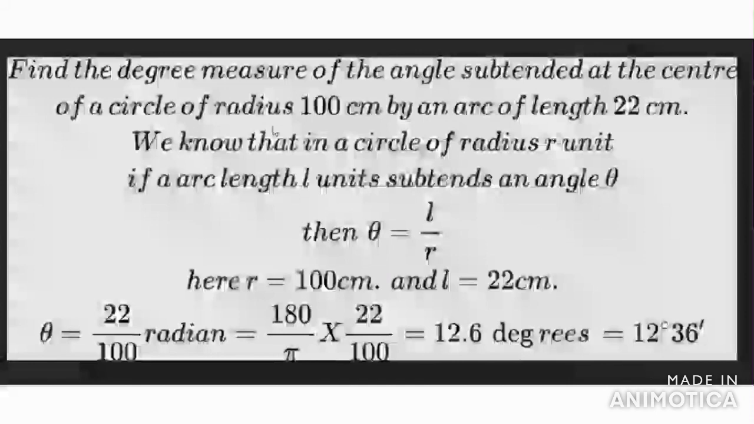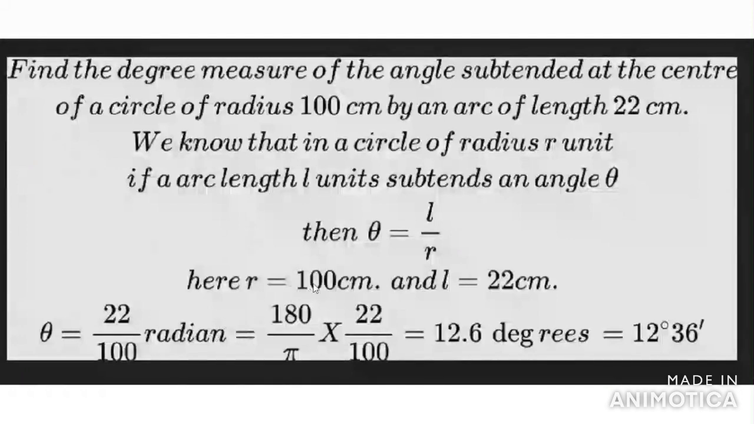Here radius of the circle is 100 centimeter, R is equal to 100 centimeter, and the length of arc is 22 centimeter, L is equal to 22 centimeter. Here you have to find the angle subtended at the center in degree measure. It is asked in degree measure. First you apply the formula theta is equal to L by R. What is L here? L is 22 centimeter. What is R? 100. And this is in terms of radian.